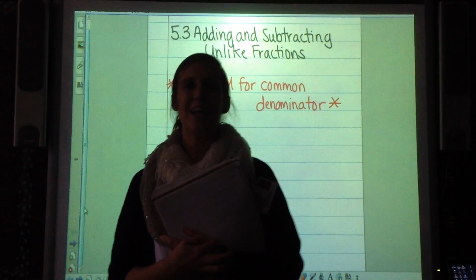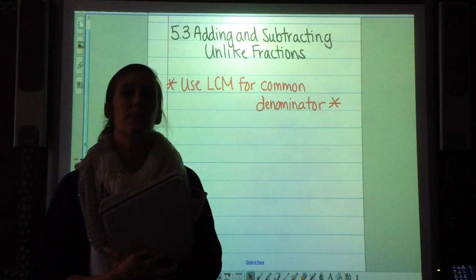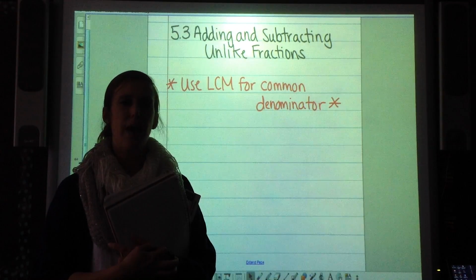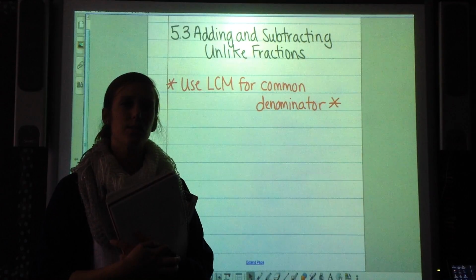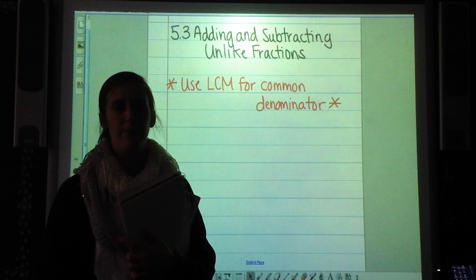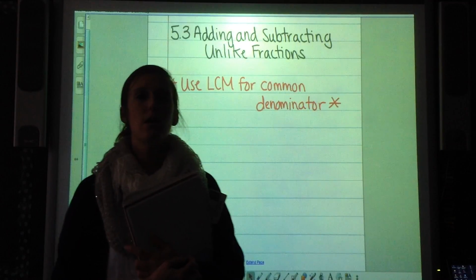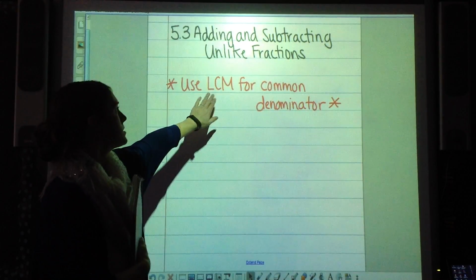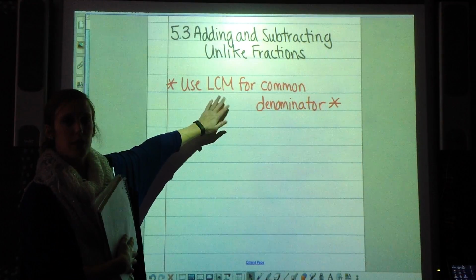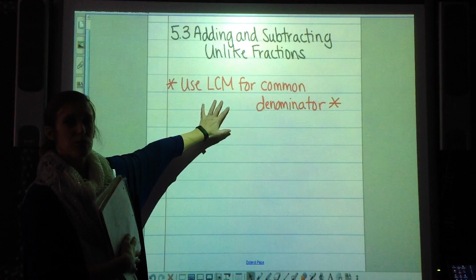We're going to continue by adding and subtracting fractions, but this time it has unlike denominators. Before you can add and subtract, you need to have a common denominator or you're not going to get the right answer. My suggestion to you is to use the least common multiple for a common denominator. It's going to be much quicker.